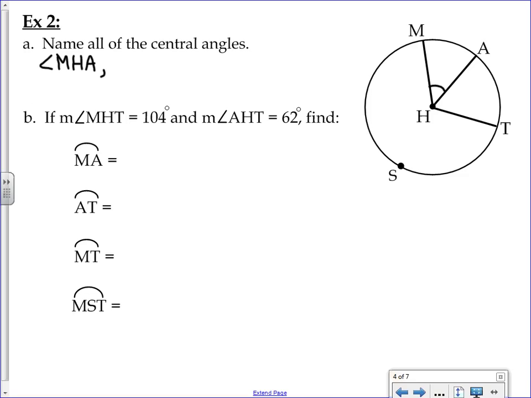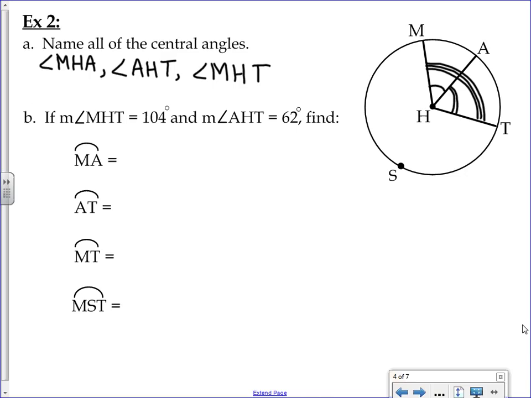We also have another central angle, the one right next to it. I'll just put double arcs so it's different. That is angle AHT. And then technically there is a third one because I could put these two angles together and make a really large central angle. I'll just put triple arcs on it so it's different. And that would be angle MHT, the entire thing. So we technically have 3 central angles in this one picture.